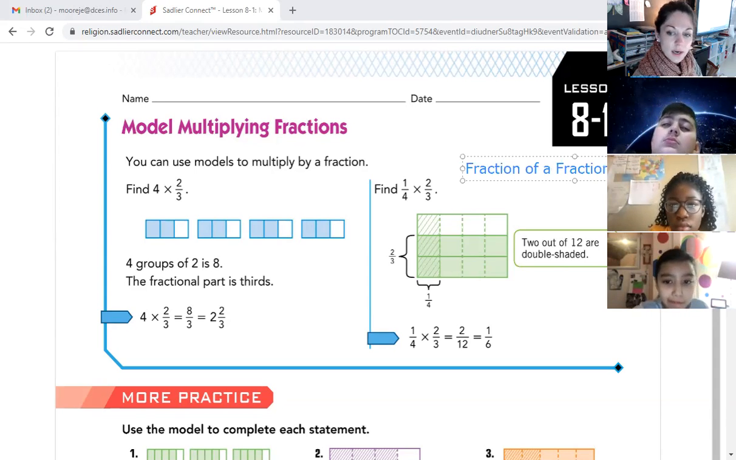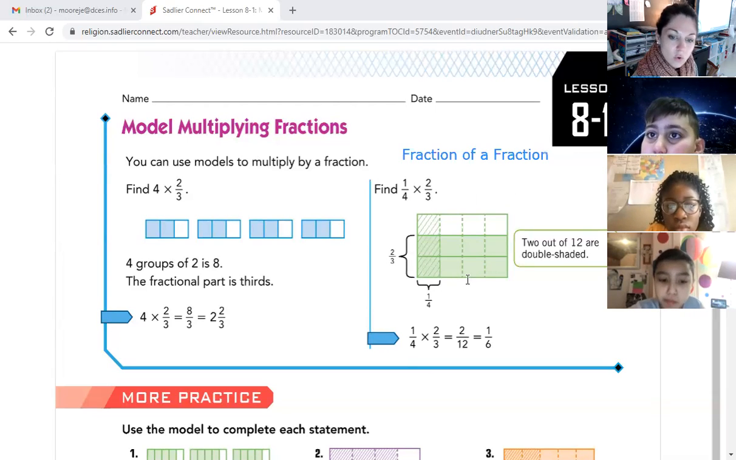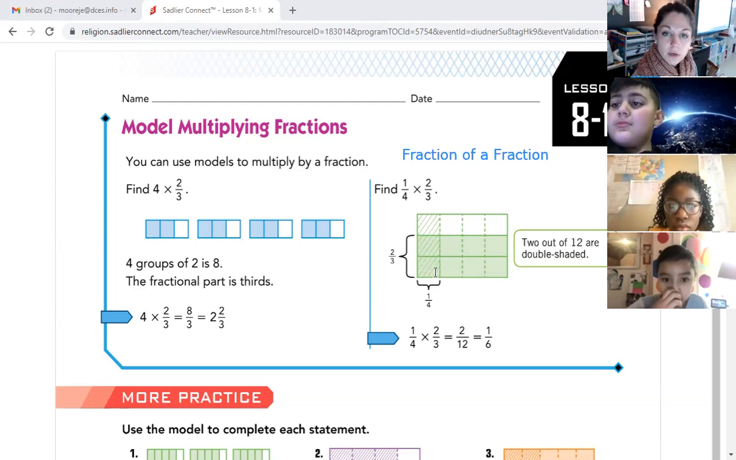And I know that because it's taking a part of a part, isn't it? It's not a whole yet. It's only a part of a part. And so the part of a part is double shaded, maybe with lines and shading or two different colors, but it's double shaded. That's fraction of a fraction.